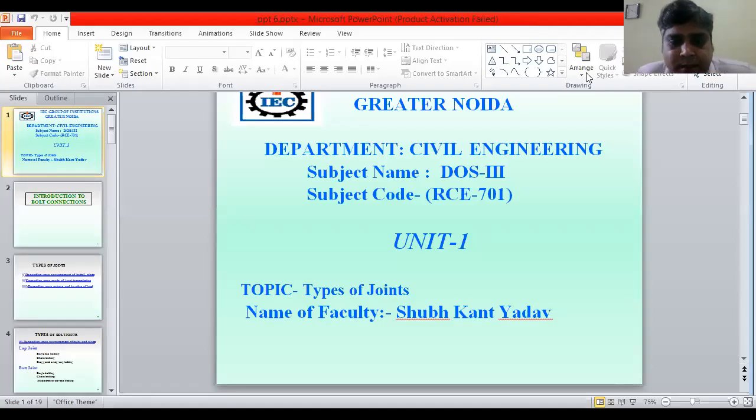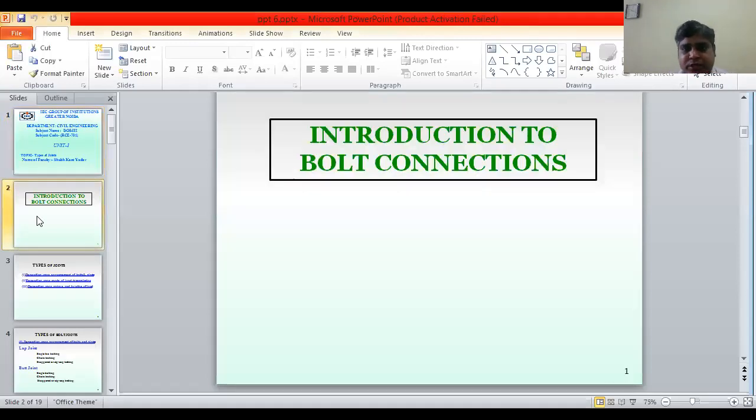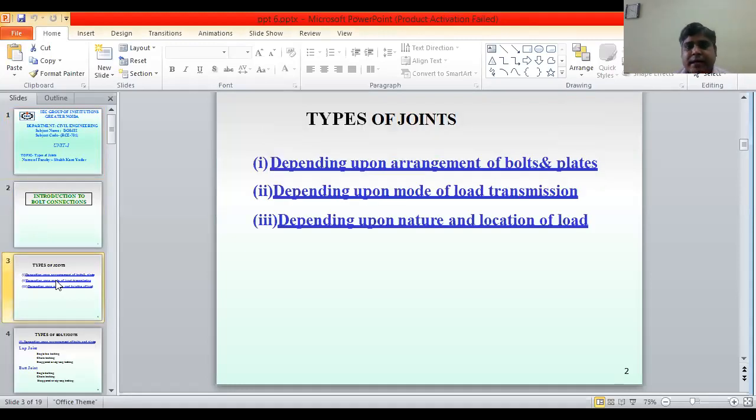Hello everyone, we will discuss steel structures, and the topic is types of joints. First of all, an introduction to bolted connections. Now, types of joints.